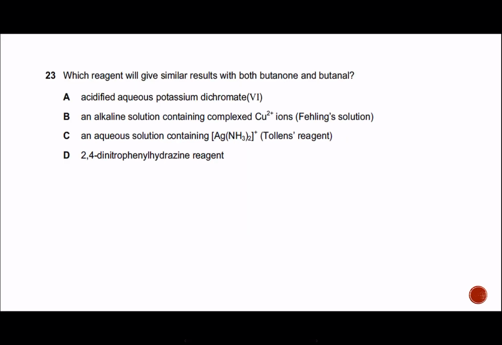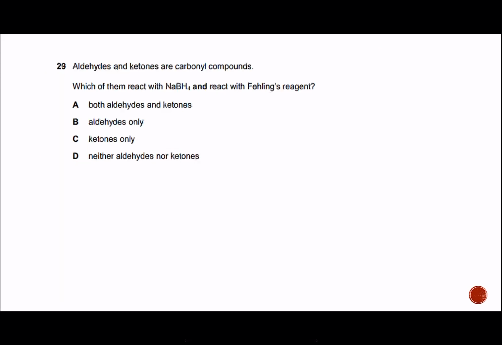And the next question says, which reagent will give similar results with both butanone and butanal? So I'm looking for the functional group. Ketone, aldehyde. Which of these gave the same result for both ketones and aldehyde? Well, that was at the beginning, 2,4-DNPH will do that. It gives you that orange precipitate.